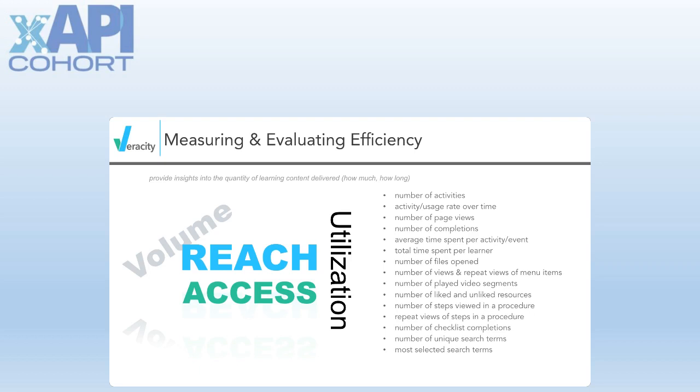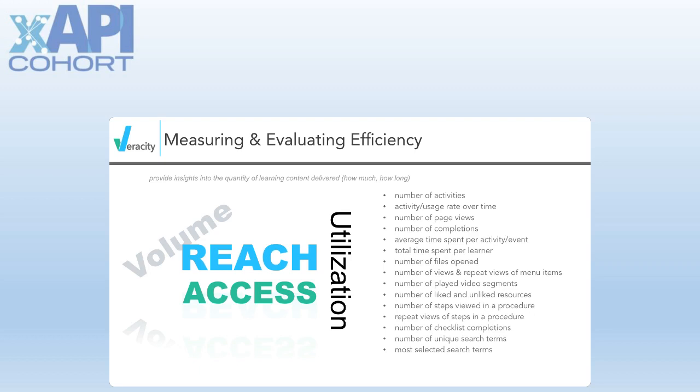So earlier I mentioned measures typically fall into those three categories. Here are some examples of efficiency measures. These are measures that help you provide insights related to quantity. They help you answer questions about how much or how long, and help inform and monitor things like utilization or volume or access and reach.